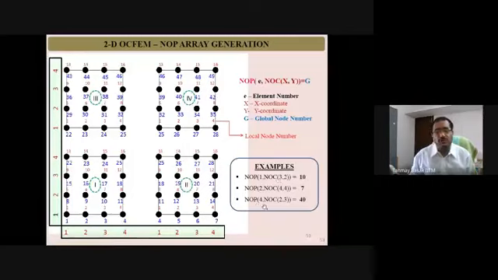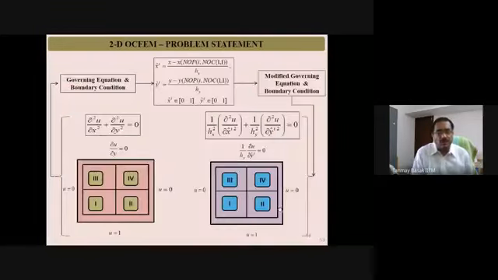For example, for NOP of the fourth element, you get the global node number. So 2 is this and 3 is this. It has local node number 10, but globally you get 40. That is the way the bookkeeping work is done.